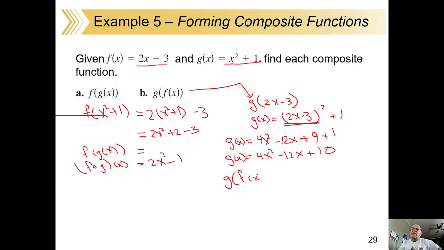The final result, g of f of x, could be accomplished by just taking this function from the very beginning. This is g composed with f of x. Remember, this is the inside function, that's the outside function. The x goes to the f first, the result goes to the g.